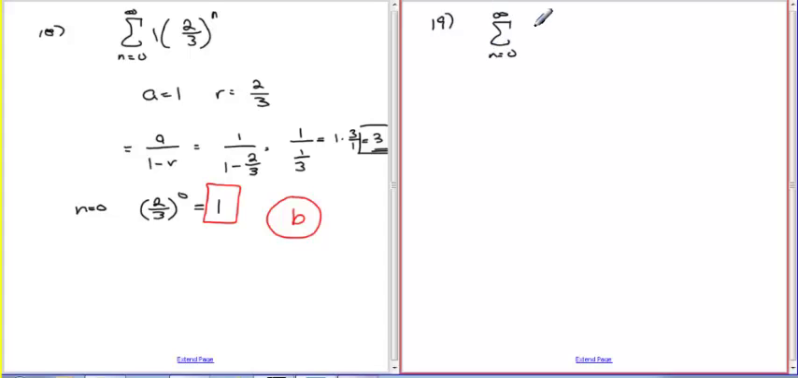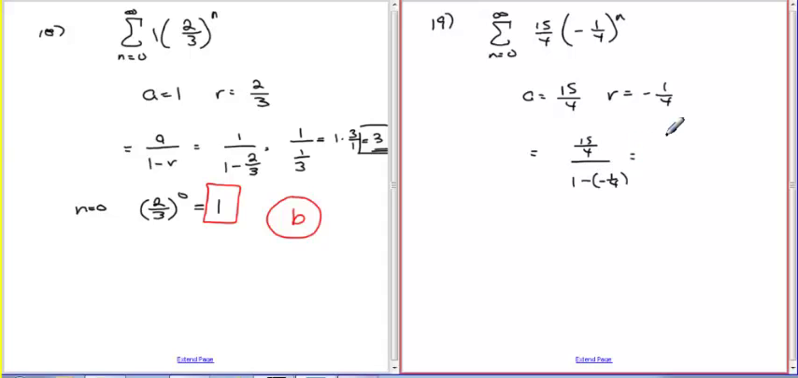So we have 15/4 times negative 1/4 to the n. Okay, so again, it's a geometric series. A is 15/4. R is negative 1/4. So the answer is going to be A divided by 1 minus R. In this case, we're subtracting a negative number, so we get plus 1/4, which is going to be 5/4.